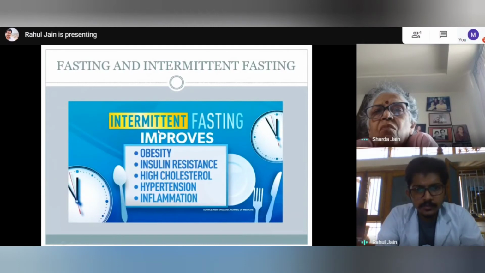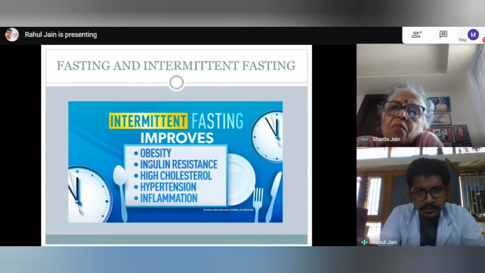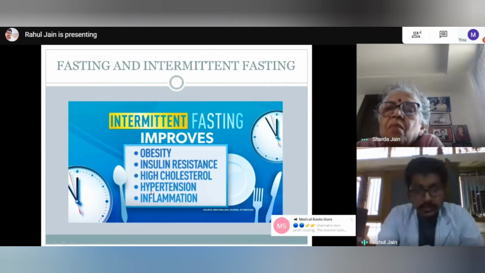So the point which needs to be understood is that of the five criteria for metabolic syndrome, all five are improved using intermittent fasting. Obesity, that is abdominal girth, and insulin resistance, which was the major pathogenetic factor in metabolic syndrome, improve with intermittent fasting. Then high cholesterol levels, hypertension, inflammation, all those things caused by metabolic syndrome, also improve with intermittent fasting. So this is very important.